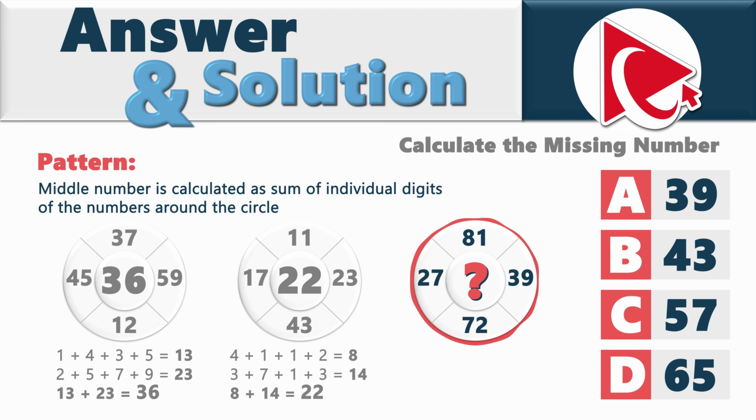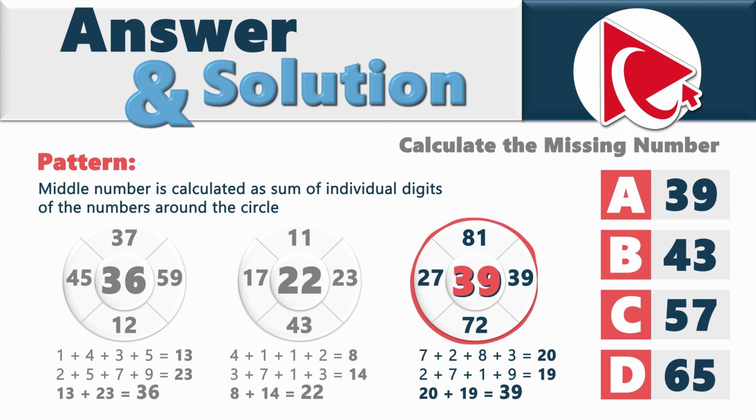And now is the magic time. Let's calculate the missing number. 7 plus 2 plus 8 plus 3 equals 20. 2 plus 7 plus 1 plus 9 equals 19. 20 plus 19 equals 39. So the correct answer here is choice A, 39.